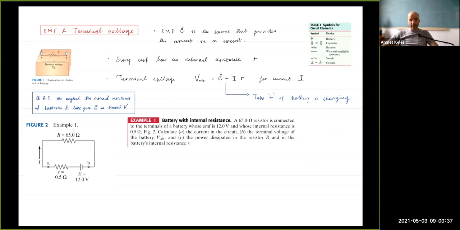Maybe we can start with a warm-up exercise. Here is the first example from your book. A 65 ohm resistor is connected to the terminals of a battery whose EMF is 12.0 volt and whose internal resistance is 0.5 ohm. Here's the figure. And we'd like to calculate A, the current in the circuit, B, the terminal voltage of the battery, VAB, and C, the power dissipated in the resistor R and in the battery's internal resistance r.